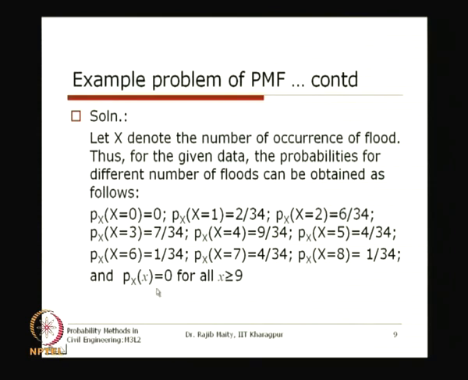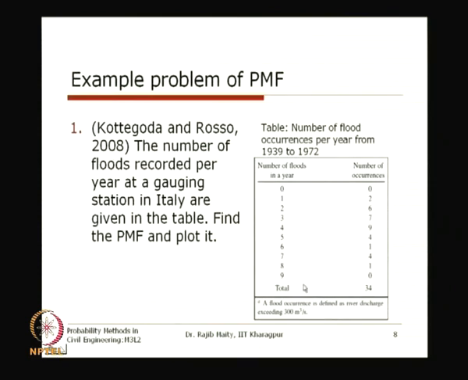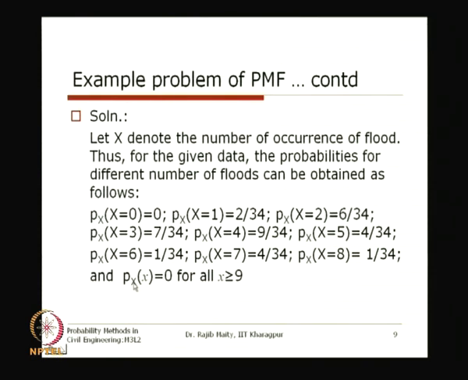Now, we are assuming one thing: 9 floods in a year is the highest, and we just took the summation of this. So, there are no other higher numbers of floods. If I take 10 or 11 floods in a year, the number of occurrences is 0. For 10 floods in a year 0, 11 floods in a year 0. So, to complete the definition of this PMF, P(X=x) equals 0 for all x greater than 9.